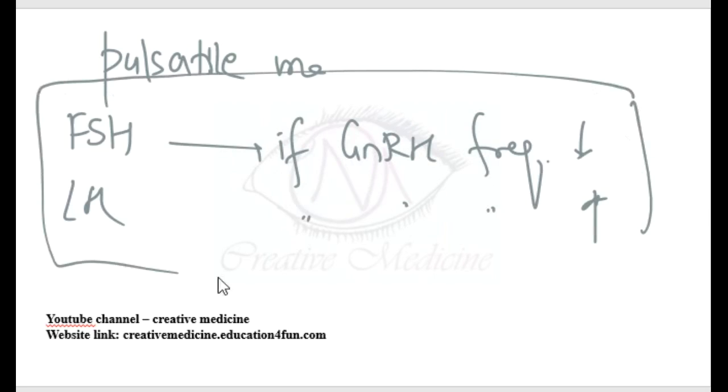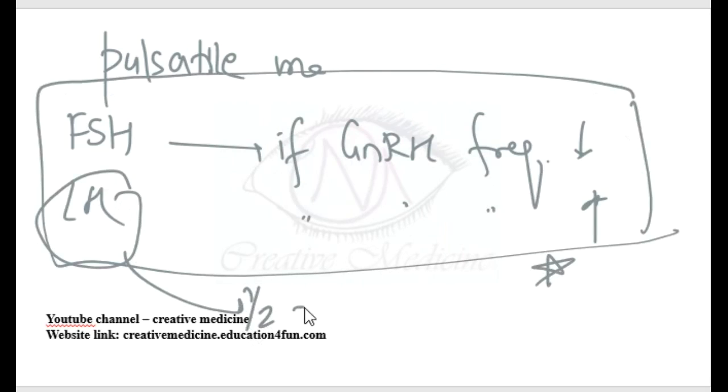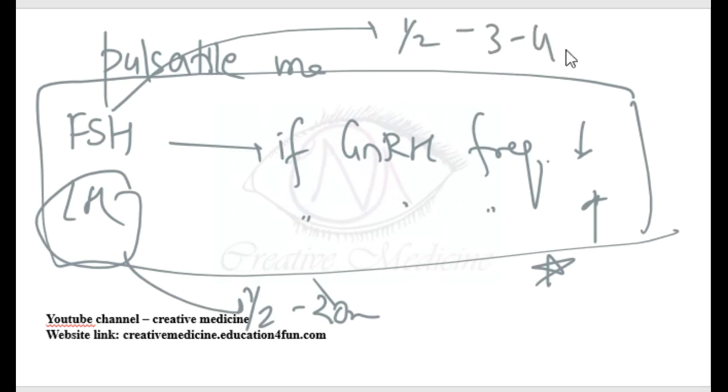The half life of luteinizing hormone is 20 minutes. Half life of follicle stimulating hormone is 3 to 4 hours.